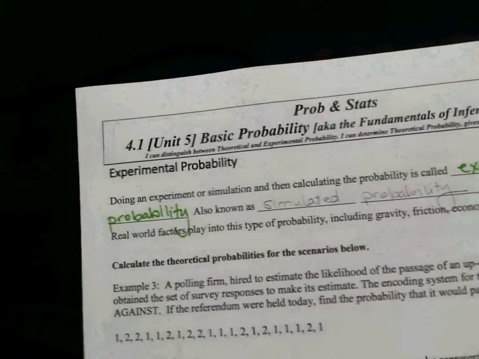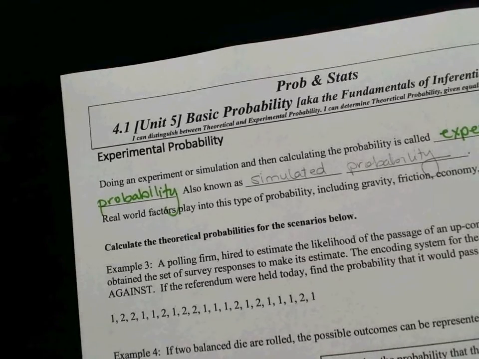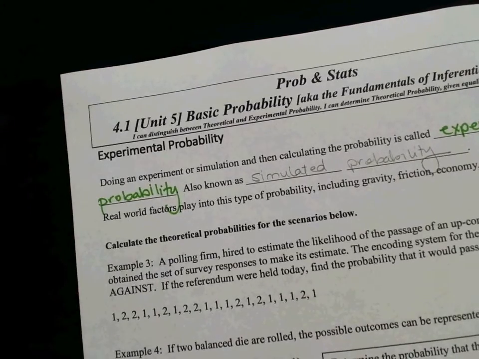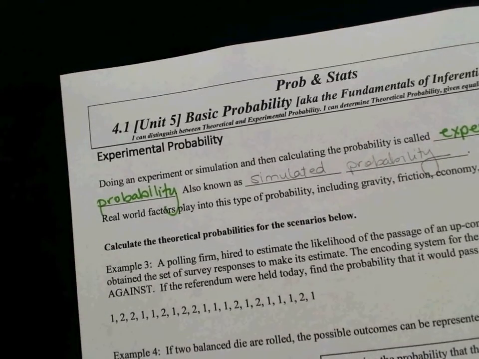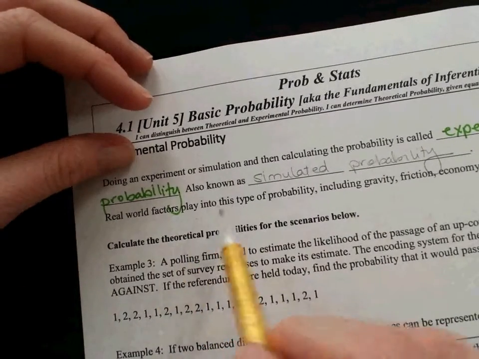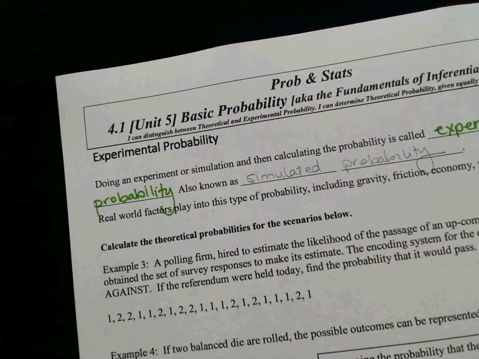There are all kinds of simulations you can find online. We could get out 2 dice and roll them and see how long it takes us to get a sum of 12. Or we could find simulation dice online and hit a button and it would roll the dice for us. Those are the 2 kinds of experimental simulation, same kind of concept. Real world factors play into this type of probability: gravity, friction, economy, weather, etc.